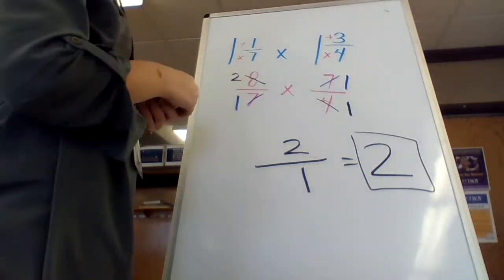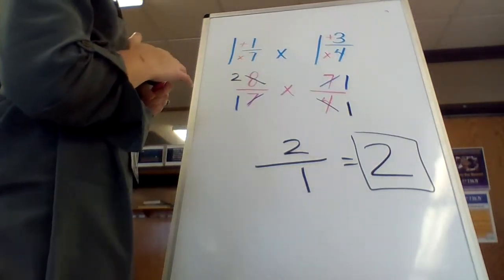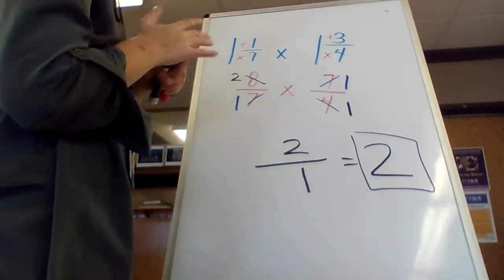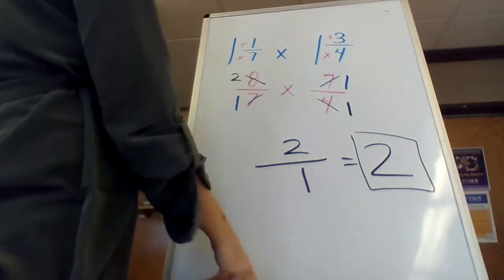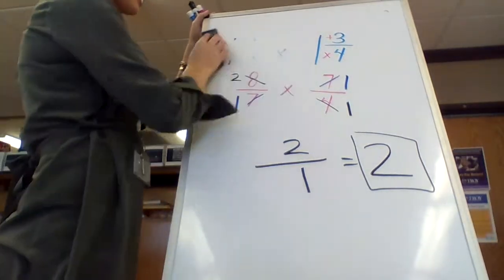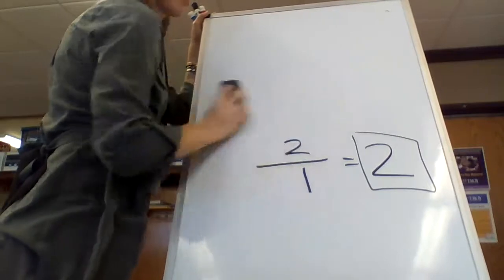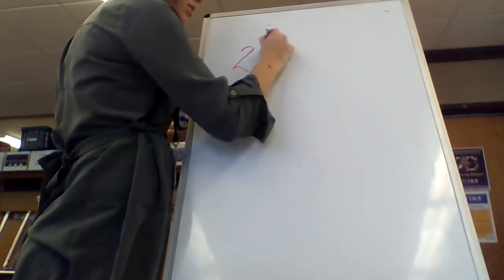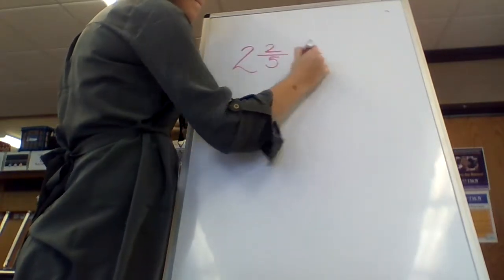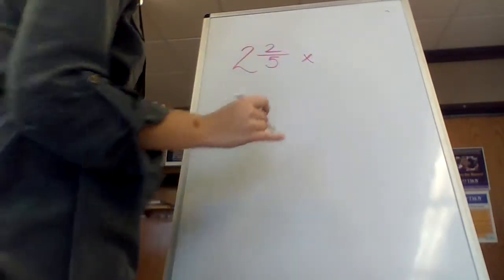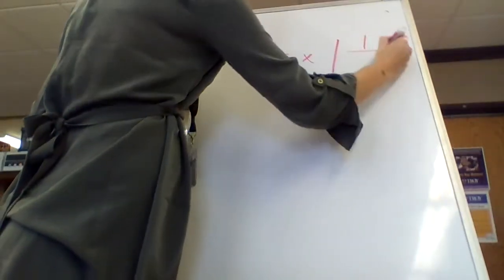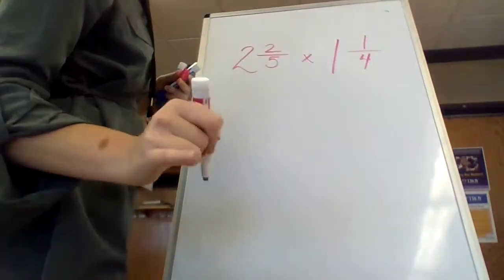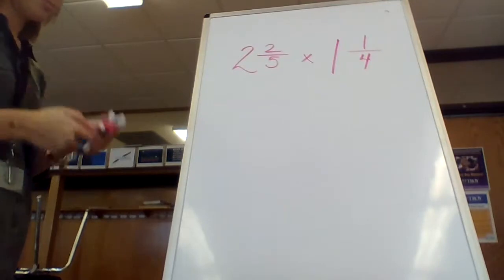I want to jump ahead. Let's do number 8 together. Number 8 is 2 2/5 multiplied by 1 1/4. This is number 8, guys. Okay, number 8 on your homework.